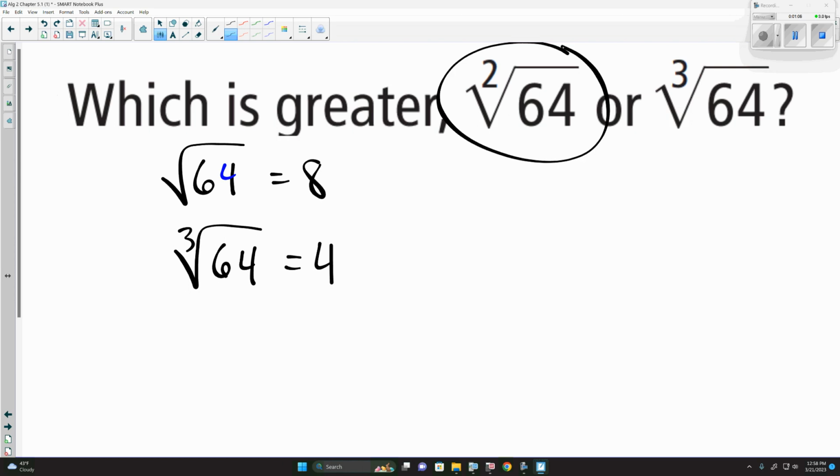So when we increase the index, or take a bigger root, so taking the 4th root, 5th root, 6th root, the number we get is getting smaller. Because when we talk about the square root, we're trying to say what number times itself is 64. Cubed root, what number times itself 3 times is 64. So we're getting smaller numbers each time.